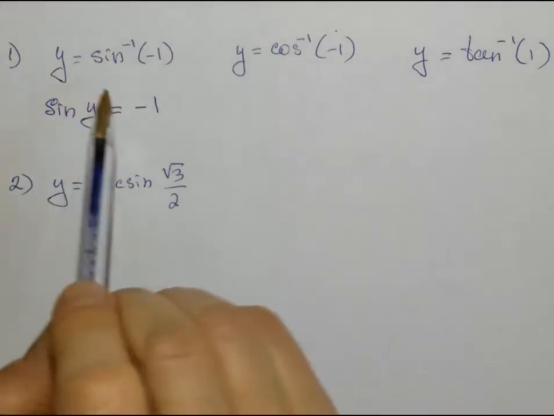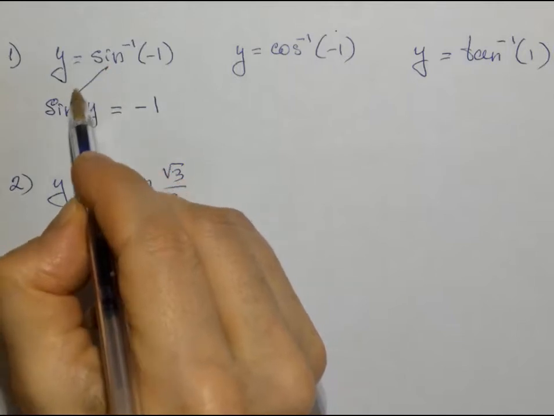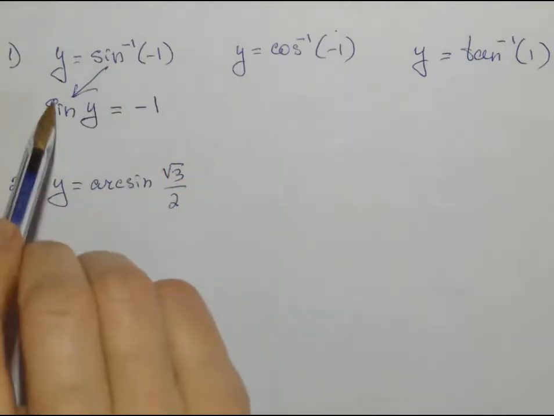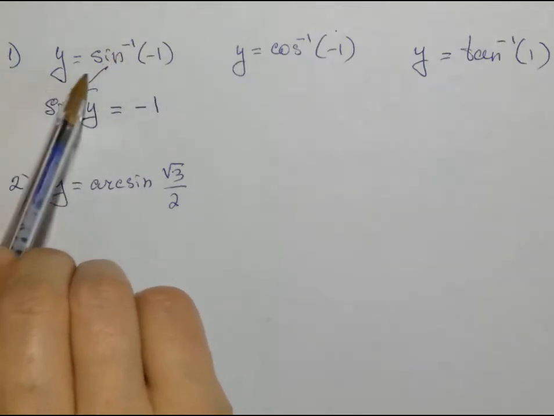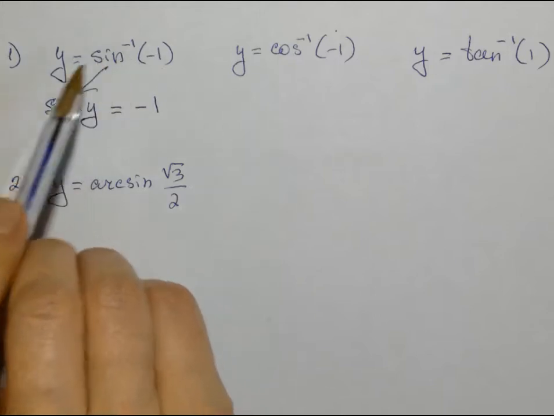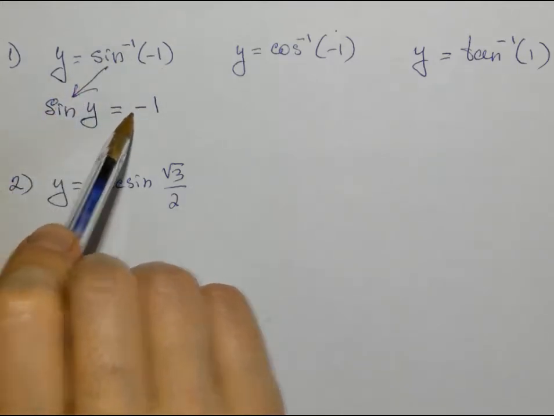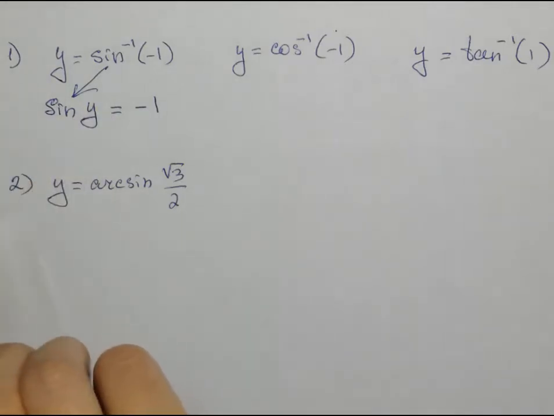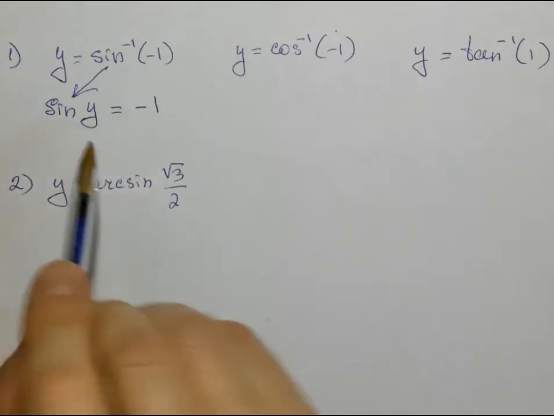So to solve this, we must write it in alternative forms. Sine goes to the other side of the equation, and it is not inverse anymore, just sine. So y equals sine inverse of -1 is the same as sine of y equals -1. And then it's simple, we just find this value of y that passes for this equation.